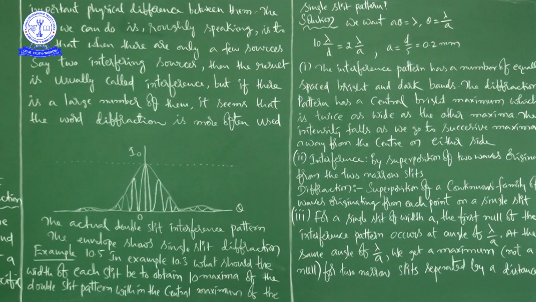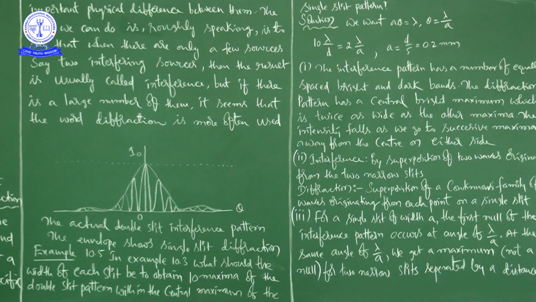If you apply that to this situation, you can write it as 10 lambda by d is equal to 2 lambda by a.